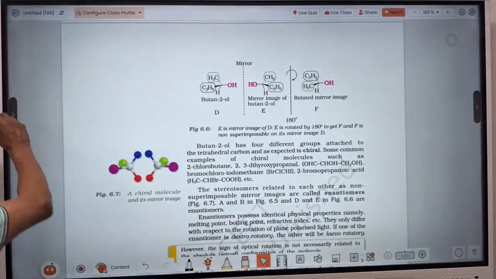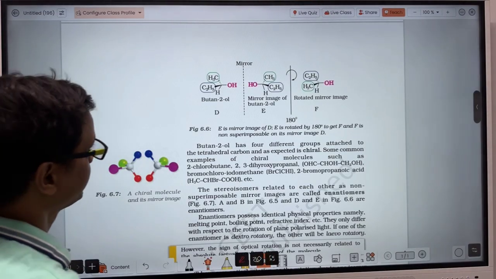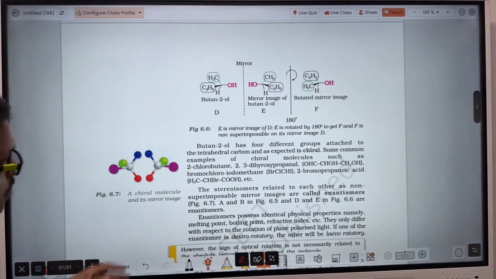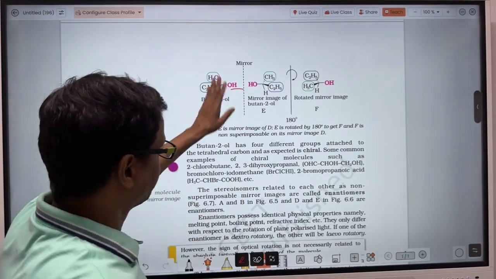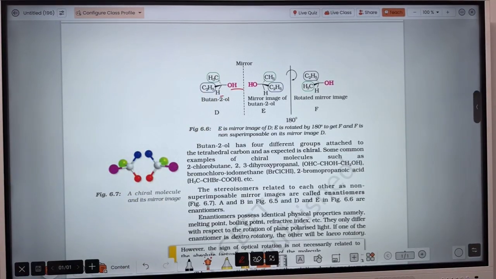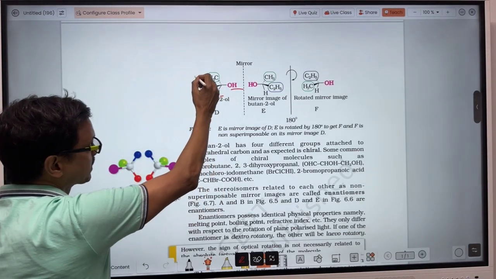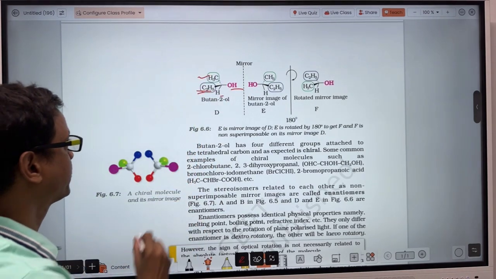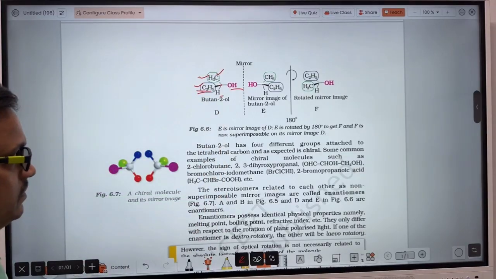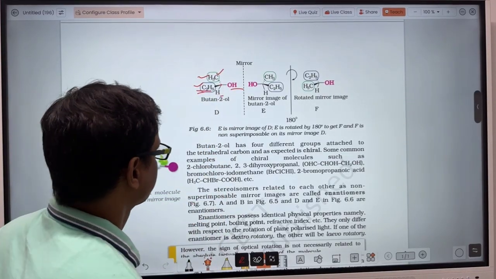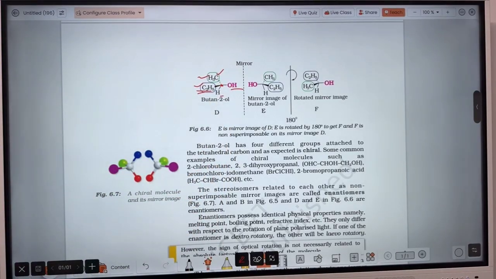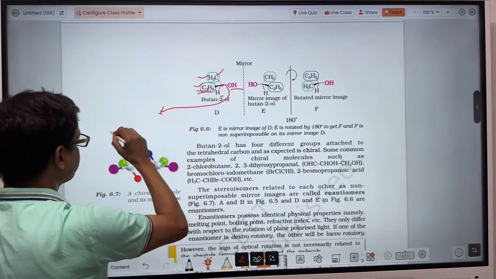Now watch out about this compound. Here methyl is away from the observer, ethyl is towards the observer, OH this side, hydrogen this side. So when you watch out this mirror image, this molecule contains an asymmetric carbon. As here C2H5, this is not asymmetric, this carbon is also not asymmetric. But this carbon is bonded with a methyl group and an ethyl group, one hydrogen and one OH. So the 4 groups bonded to this carbon atom are different. So this carbon is an asymmetric carbon.